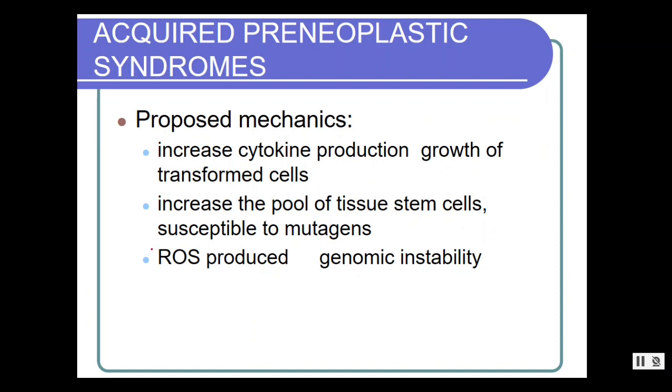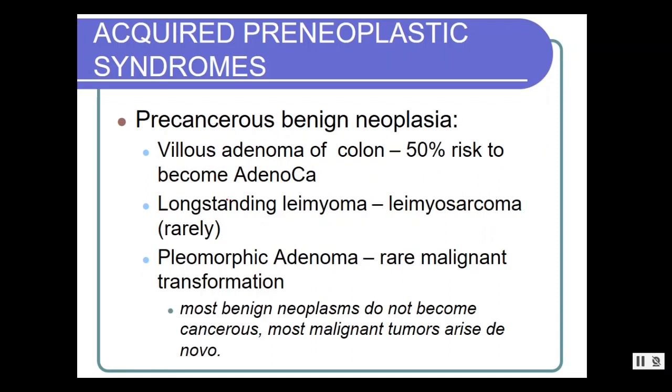The ROS, you know ROS, reactive oxygen species, can produce genomic instability. That is why they say that if you take lots of antioxidants, it prevents cancer. Because ROS can make the genome very unstable, and because of that, cells mutate. And this, they say, is the cause of cancer.